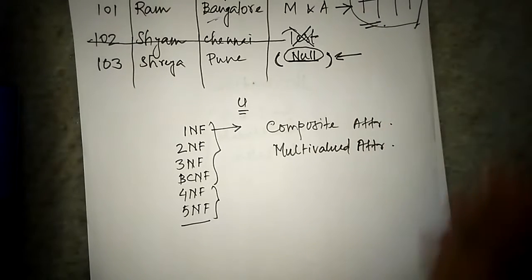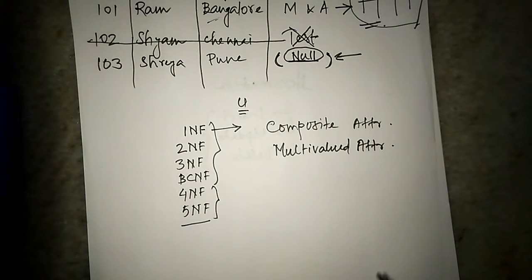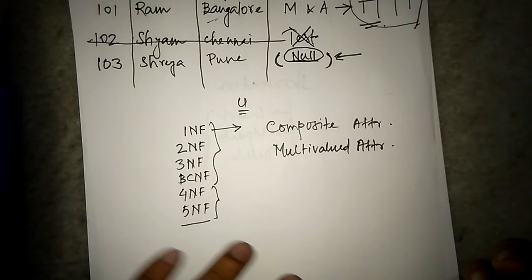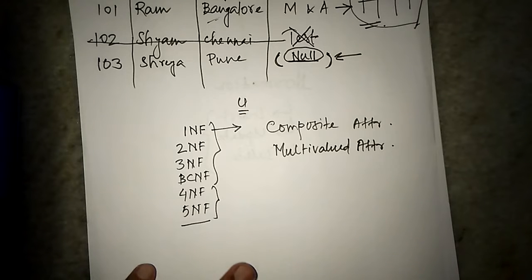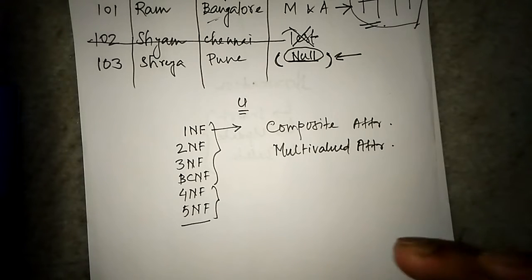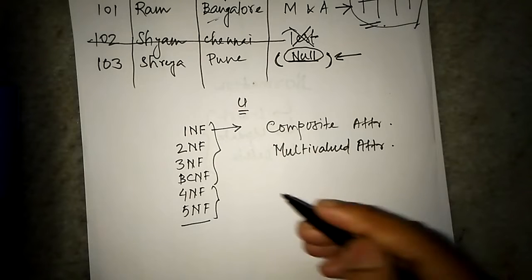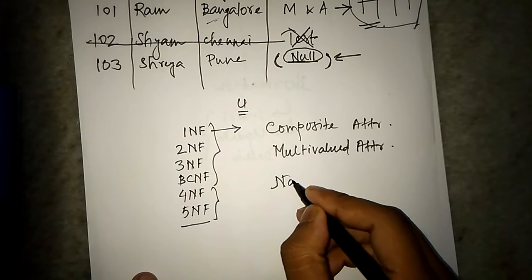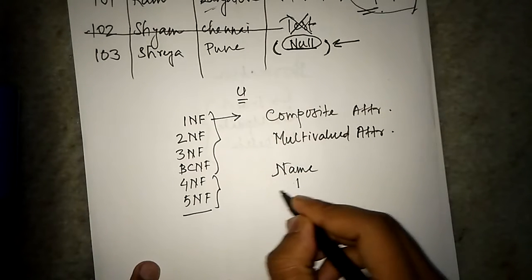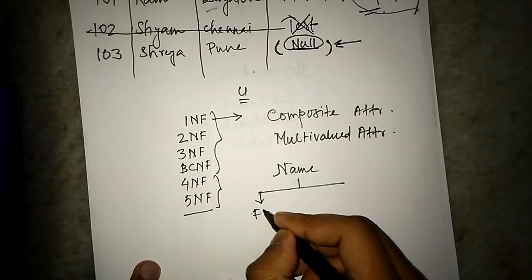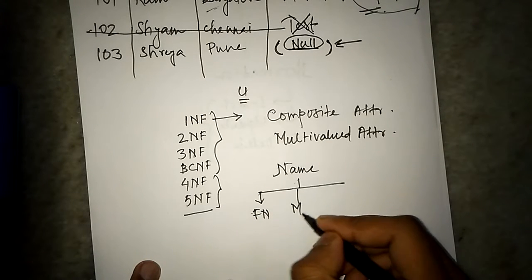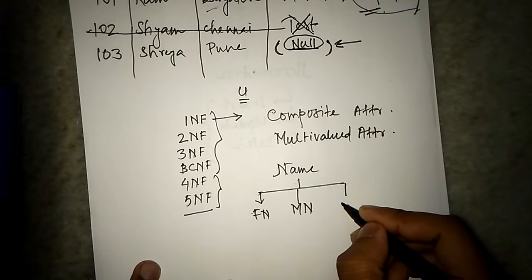Okay, so what is a composite attribute? A composite attribute is an attribute that combines more than one attribute. Like name: name is a composite attribute because name contains first name, middle name, and last name.